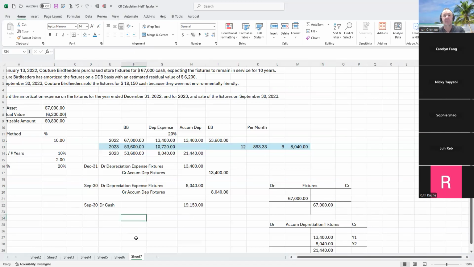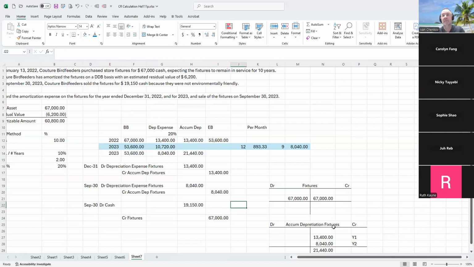So let's credit these fixtures. Fixtures. The fixtures balance becomes 0. So let's delete it here. If I credit 67, does my ending balance become 0? Yes. So I'm done with this. Fixtures gone. 67, 1, 2, 3, gone.